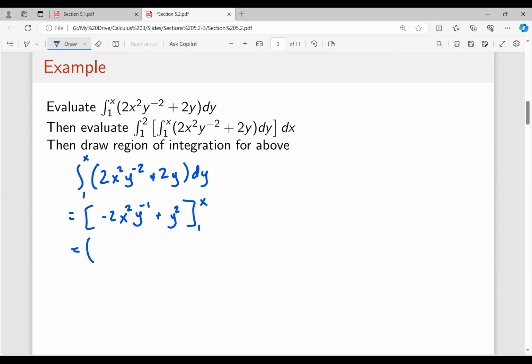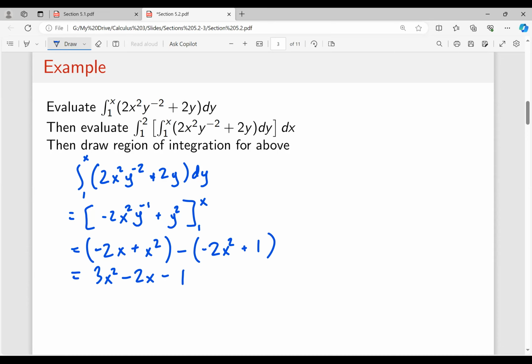So plugging x's into our y's, we get negative 2x squared, and y, x to the negative 1 is just x, plus x squared, minus negative 2x squared, plus plugging in a 1 to the y is 1. So then, how many x squareds do we have? With 1 there, minus double negative is positive, so 3x squareds. How many x's? Just minus 2x, and then minus 1. And that is our answer there.